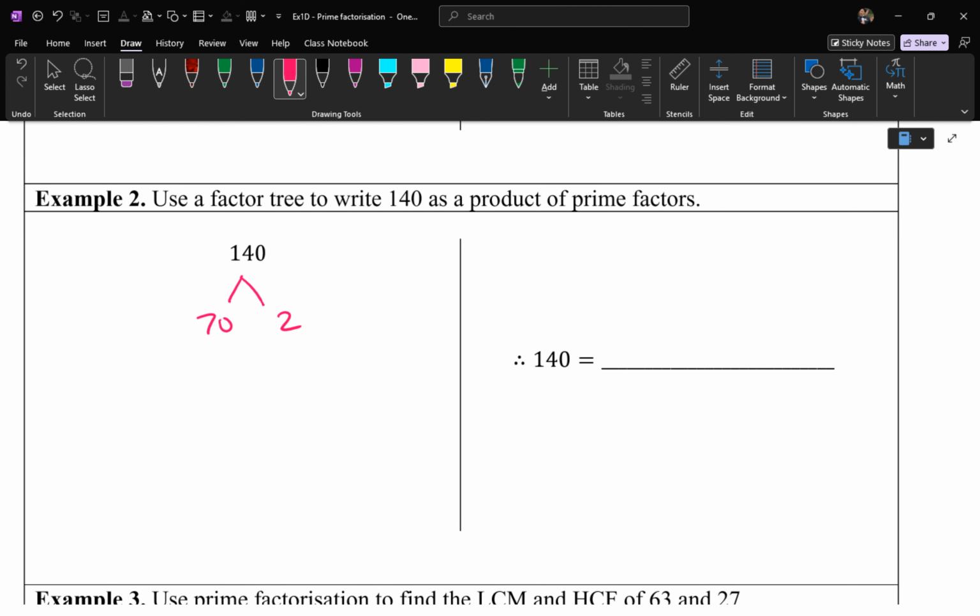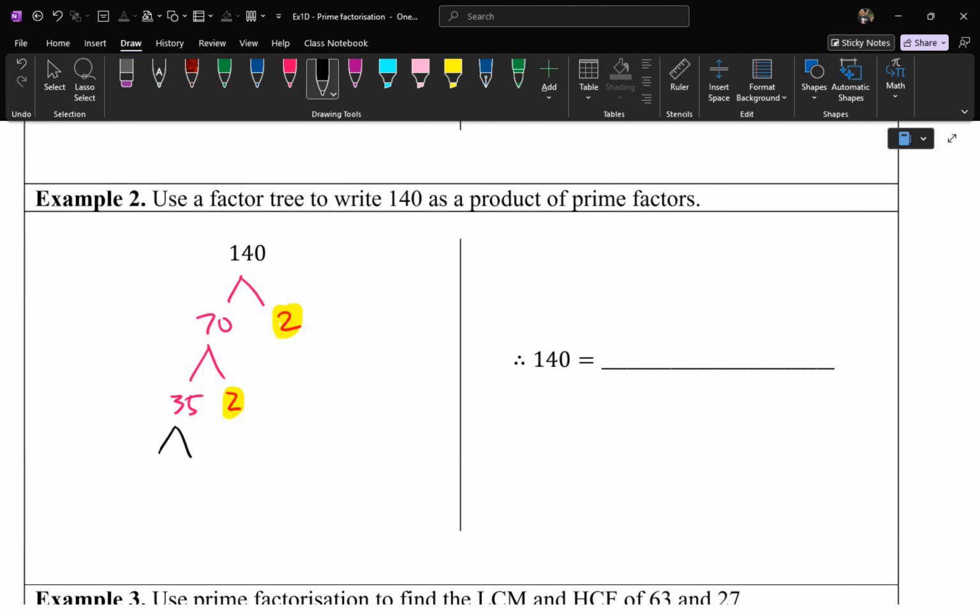70 times 2. That's right. Double of 70 gives you 140. 2 is a prime number. So that's okay, but 70 is not. Break it down further. Give me 2 numbers that multiply to give you 70. 35 and 2. 2 is a prime again. But 35 is not. Let's break it up further.